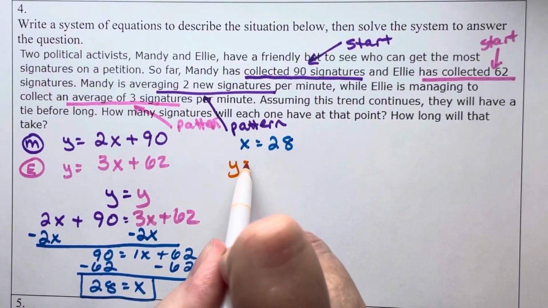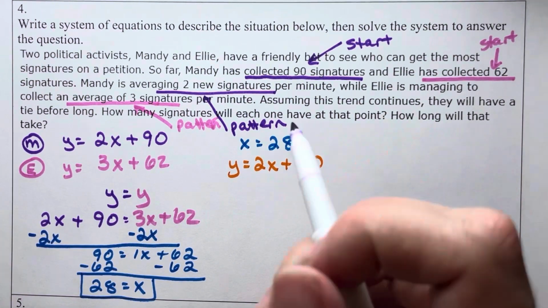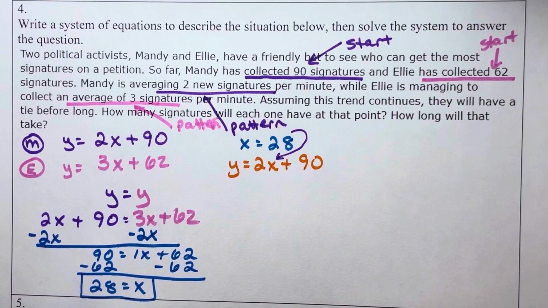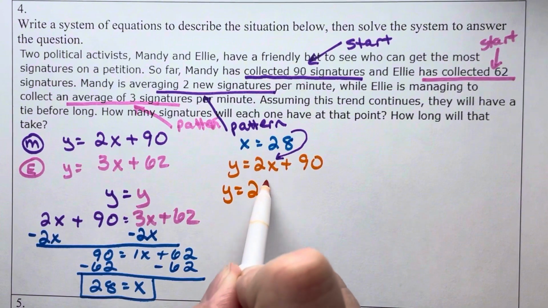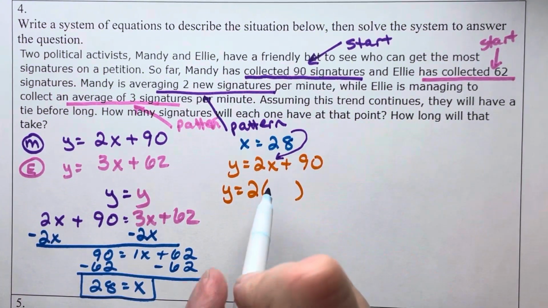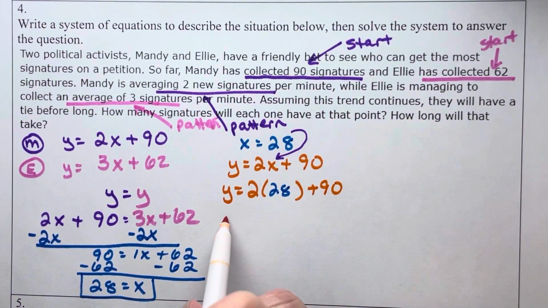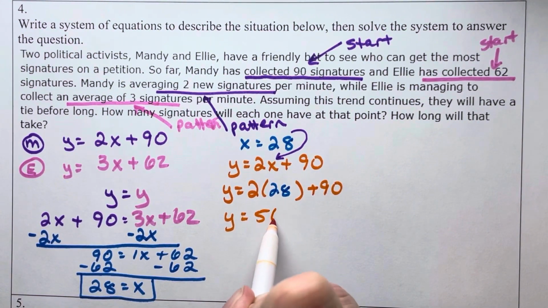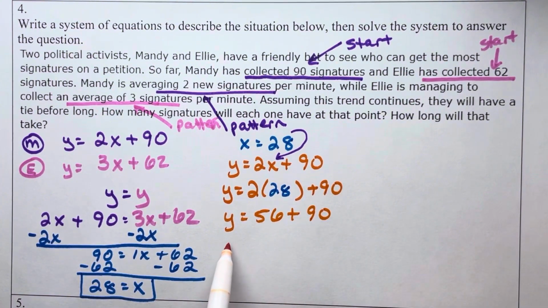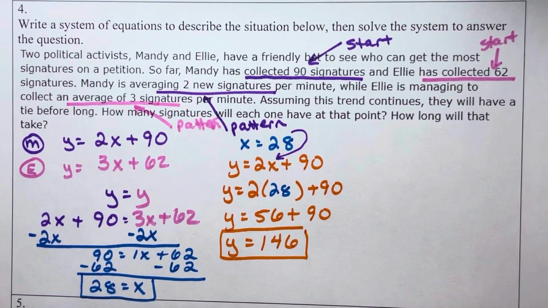Why not? Y equals 2x plus 90. And we're going to substitute this 28 right there for the x. As a result, we'll have y equals 2 times 28 plus 90. Let's find out what y equals. 2 times 28 makes 56. Plus that 90 is y equals 146. Okay, let's go answer some questions.